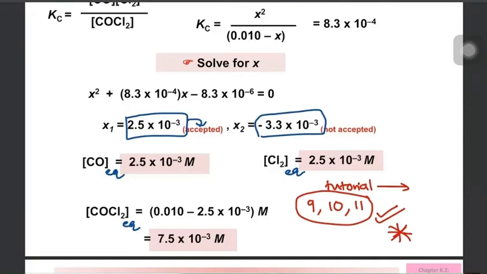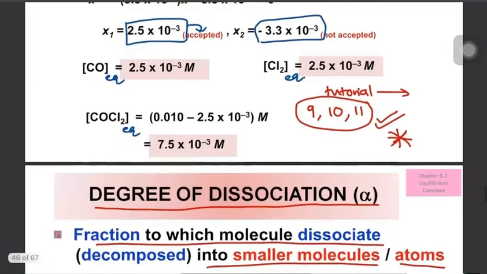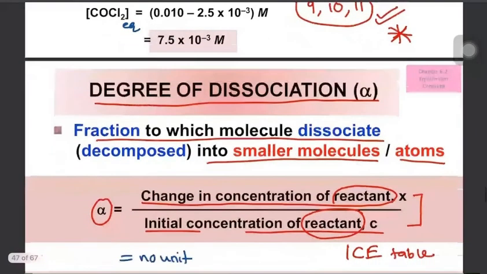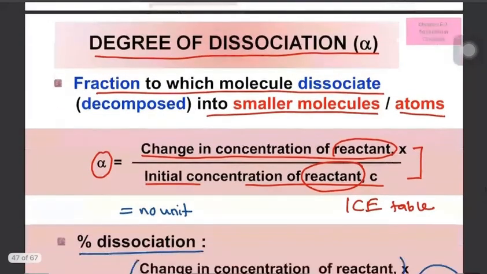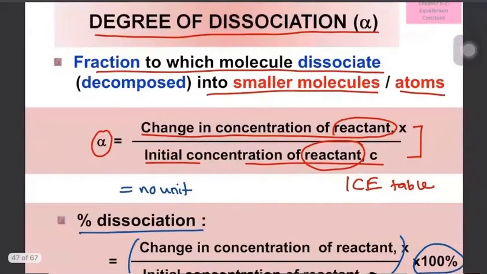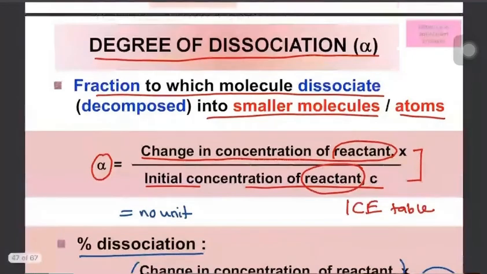Right. So the next part will be the degree of dissociation. I'm going to continue. All right. Once I finish degree of dissociation, I will stop, because I wanted to practice and there are a few other questions that I wanted to do. So the degree of dissociation.